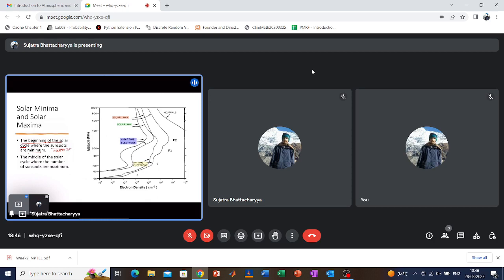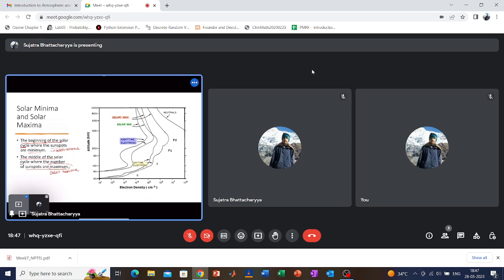Then what is solar maxima? Solar maxima is the middle of the solar cycle where the number of sunspots is maximum. So the maximum number of sunspots is solar maxima. These two terms need to be known. Solar minima is the beginning of the solar cycle, and solar maxima is the mid of the solar cycle where the number of sunspots is maximum, and in case of the solar minima it is the minimum number of sunspots.